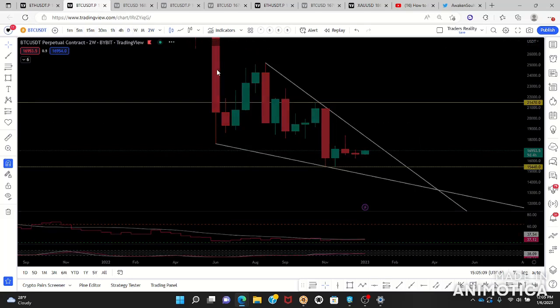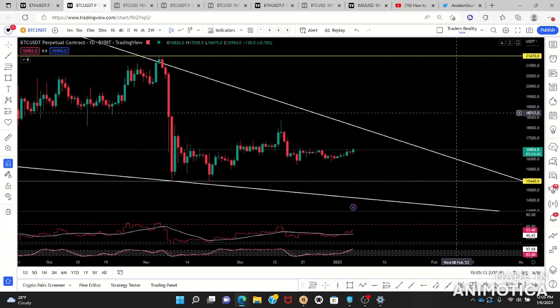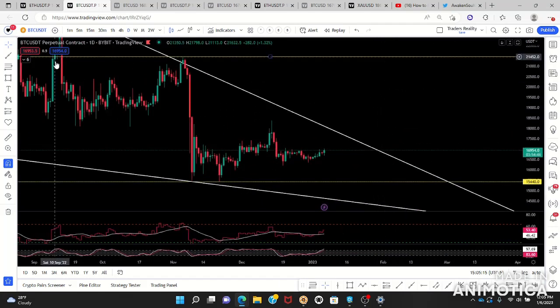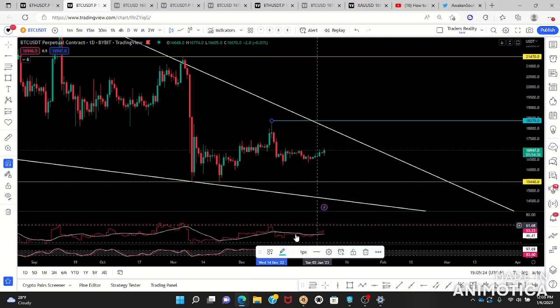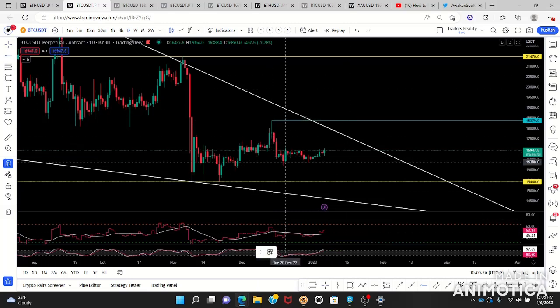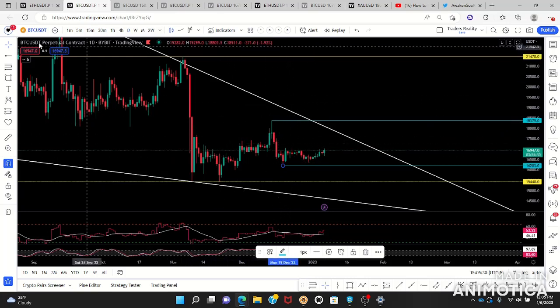Now we move on to the daily. Once we're in the daily, I like to first find my daily range. This is the high. This is the low. And we're playing within this daily range. I have my daily range.